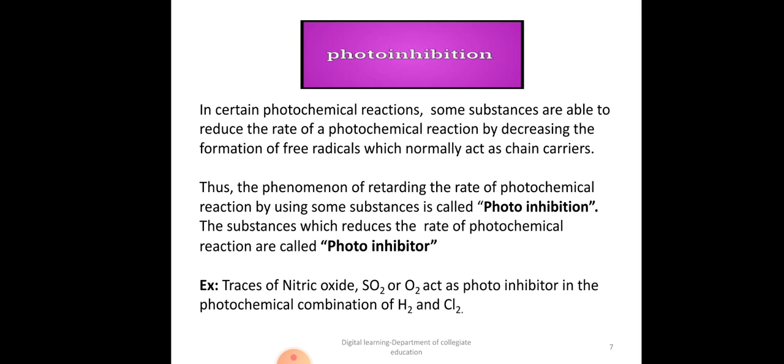Photoinhibition. In certain photochemical reactions, some substances are able to reduce the rate of a photochemical reaction by decreasing the formation of free radicals, which normally act as chain carriers. Thus, the phenomenon of retarding the rate of a photochemical reaction by using some substances is called photoinhibition. The substances which reduce the rate of a photochemical reaction are called photoinhibitors. Example: traces of nitric oxide, sulfur dioxide or oxygen act as photoinhibitors in the photochemical combination of hydrogen and chlorine.